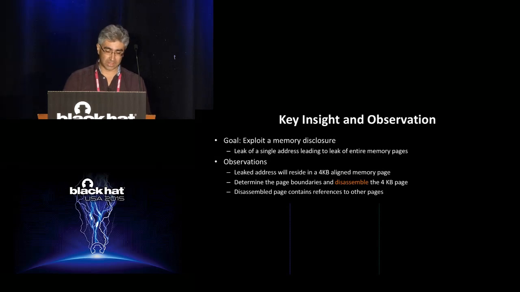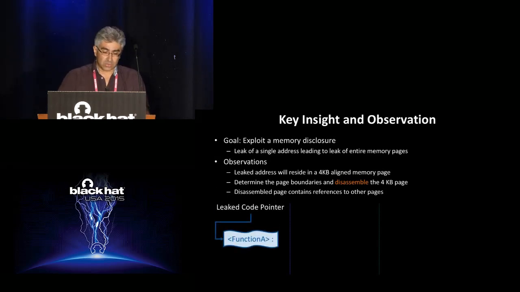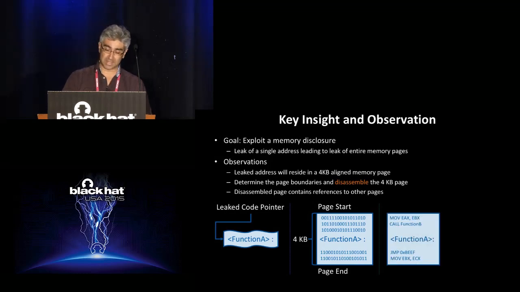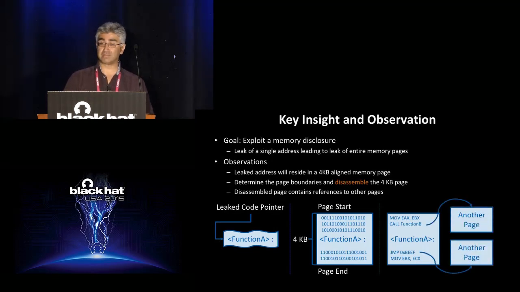Let me explain very shortly how JIT-ROP works. We assume that we have a single address that leads to the leakage of a whole memory page. So you have an address, like a function pointer, and you have a memory page. Since memory pages are 4 kilobyte aligned memory, and we know the address, we can simply compute the starting and the ending point. Then we know this page, this function A. If we disassemble this page, then we get maybe a call to another function, function B. And from that, we have another pointer to another page, and we disassemble that page as well.